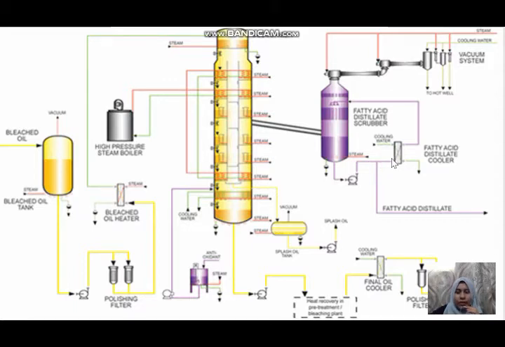In the cooler, the fatty acid liquid will mix with a cooling water, and then will enter the fatty acid distillate scrubber again. In this scrubber, the liquid and gas fatty acid will be separated. So the liquid fatty acid will go to the bottom stream again, and gas fatty acid will enter the upper stream and go to the hot well.